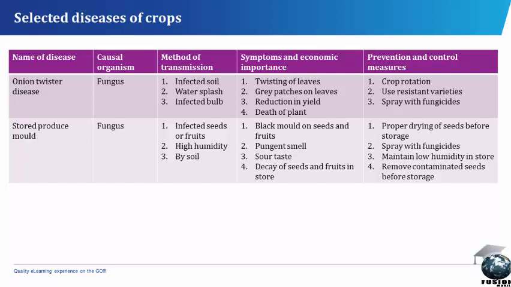Stored produce mold. Causal organism: fungus. Method of transmission: infected seeds or fruits, high humidity, by soil. Symptoms and economic importance: black mold on seeds and fruits, pungent smell, sour taste, decay of seeds and fruits in store. Prevention and control measures: proper drying of seeds before storage, spray with fungicides, maintain low humidity in store, remove contaminated seeds before storage.